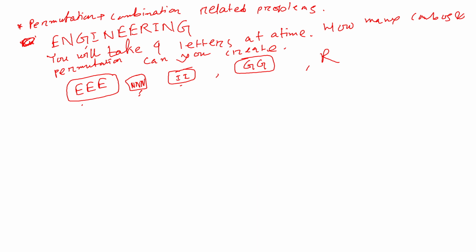Now, what can I do to choose four letters? So let us write down the aspects, then combination, then permutations. Okay, so I could choose three alike and one different, right? Is that correct?